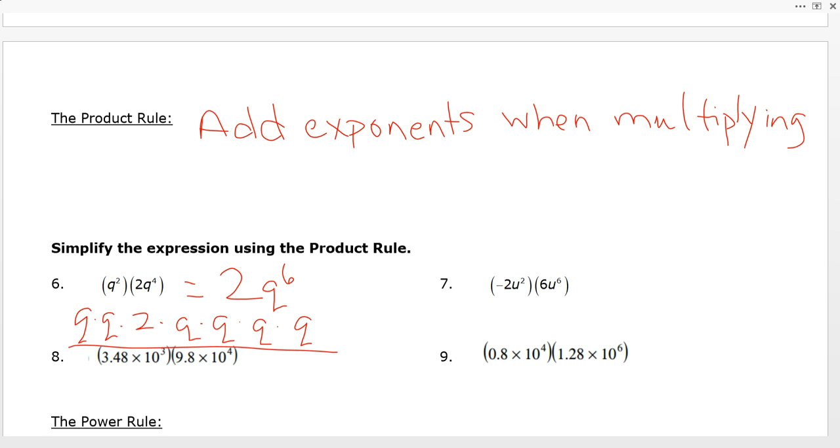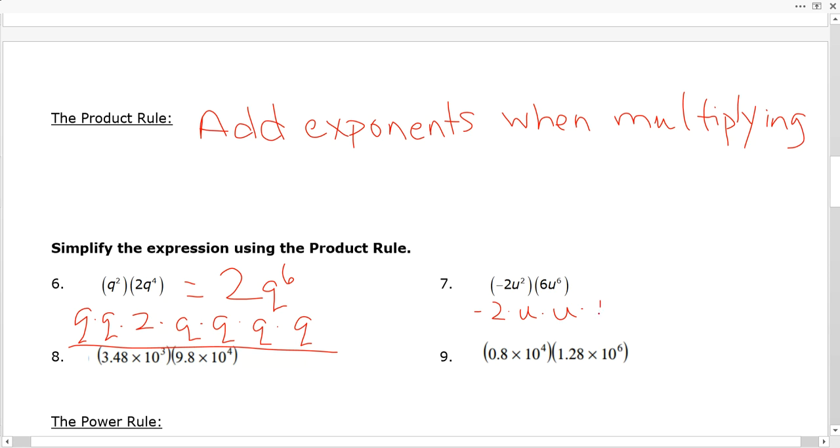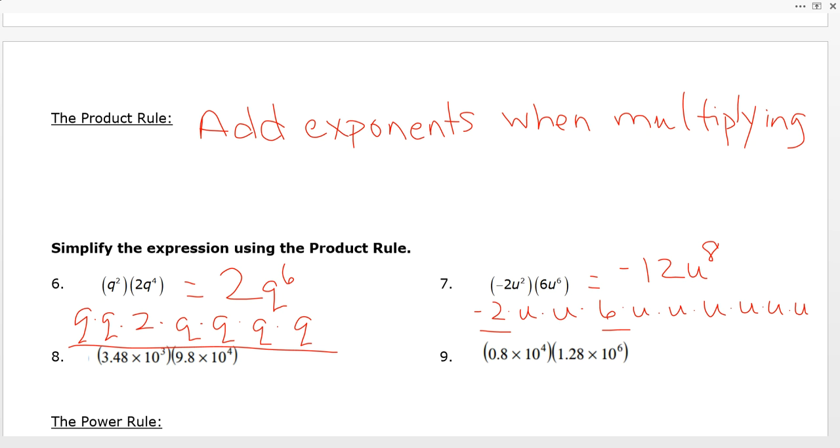So if I have negative 2u squared times 6u to the 6th, then I have negative 2 times u times u, and then I have my 6, and I have 1, 2, 3, 4, 5, 6 u's. So my negative 2 and my 6 get multiplied together. And then I'm going to count how many u's I have. 1, 2, 3, 4, 5, 6, 7, 8. And that means I have u to the 8th power. Again, a monomial. When you multiply two monomials, you get a monomial.